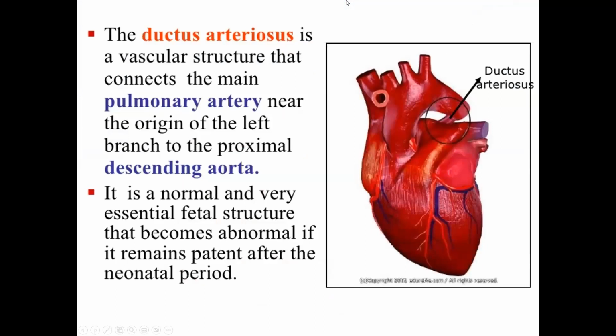The ductus arteriosus connects that pulmonary artery to that aorta. All right, it's normal and essential. That becomes abnormal if it remains open after the neonatal period. So it really is starting to close right at birth. You know, books will say different things. Some will say it'll close within a few hours, and some say it takes a few days. It really just depends on the individual child.